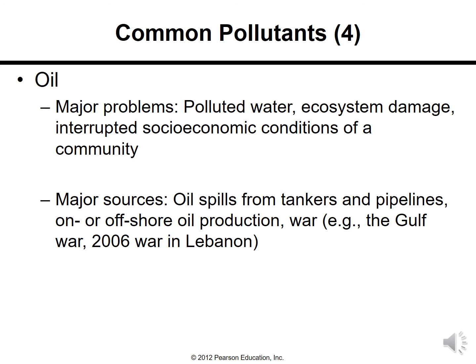Oil. Major problems: polluted water, ecosystem damage, and interrupted socio-economic conditions of the community. The major sources of oil are oil spills from tankers and pipelines, or offshore oil production, and wars. For example, the Gulf War and the 2006 war in Lebanon. So that kind of creates a lot of supply of this oil into this environment.